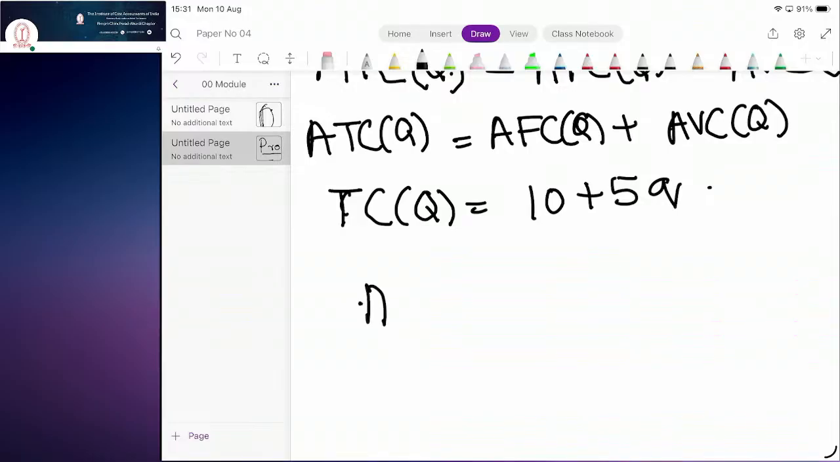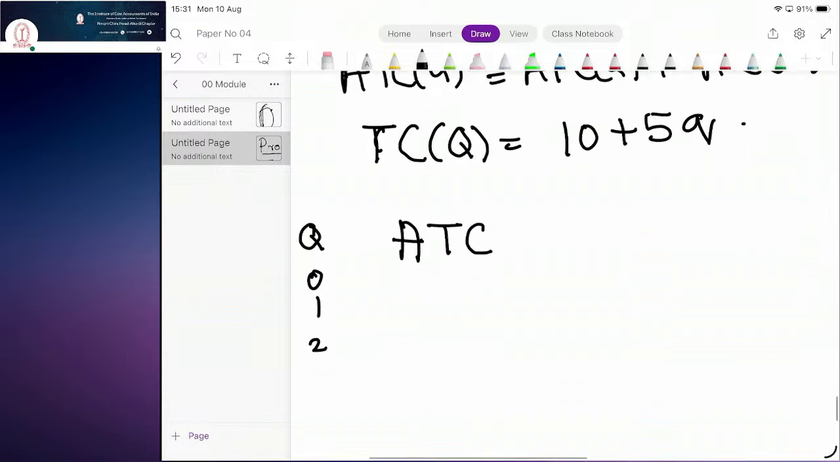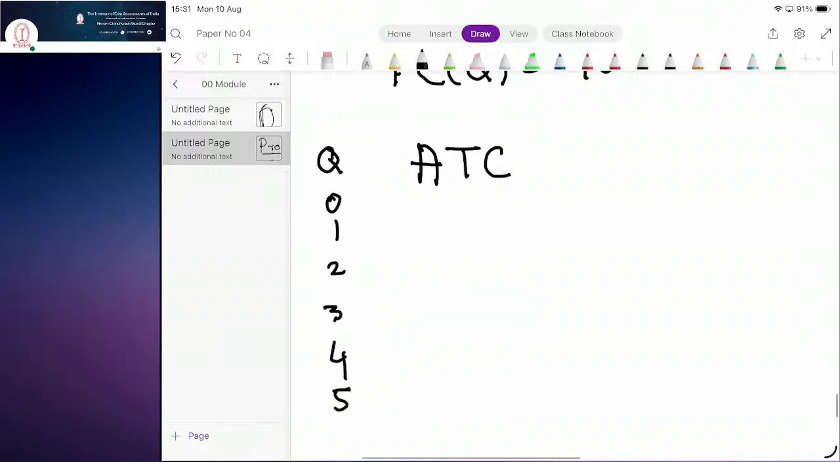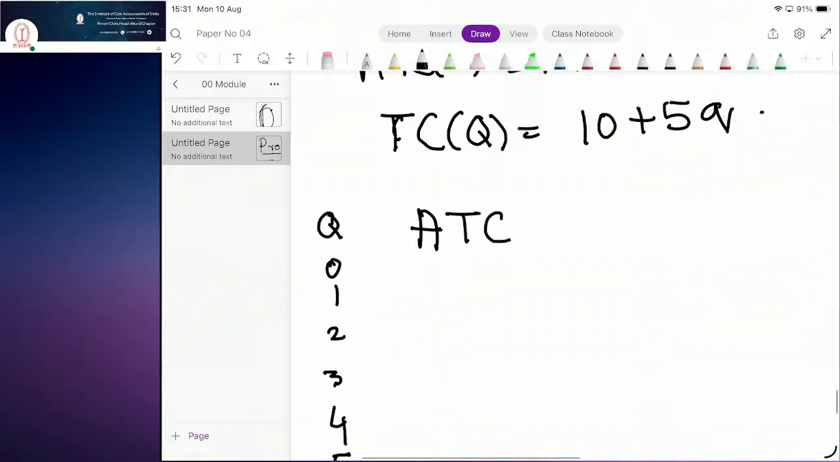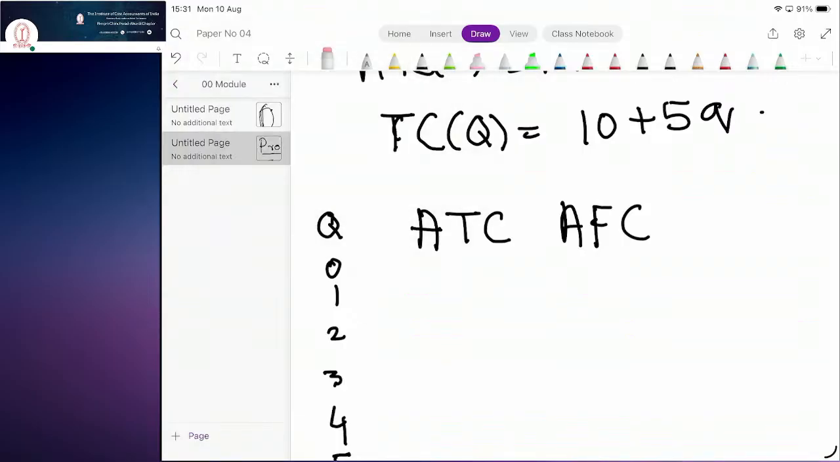Calculate now average total cost for Q is equal to 0, 1, 2, 3, 4, 5. Calculate ATC, AFC and AVC.